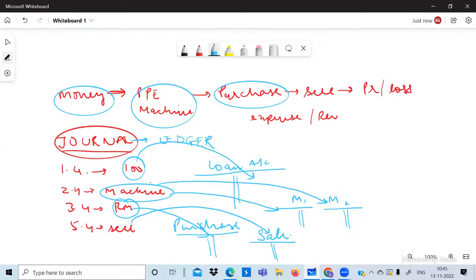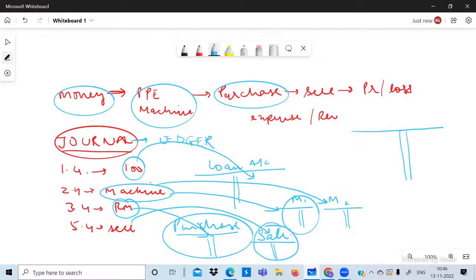So let's say this is my loan account. So I'll keep recording all the transactions one below the other. And finally, towards the end of the year, I get to know what is the total loan that I've taken from a bank. Similarly, if I'm looking at machine one account, I get to know what is the total value of the machine at the end of the year. Similarly, if I look at the purchase account, I get to know what's the total purchase for the year. And if I'm looking at sales, I get to know what's my sale for the year.